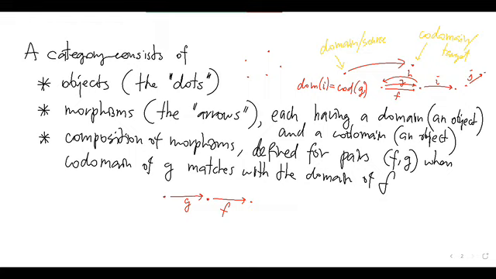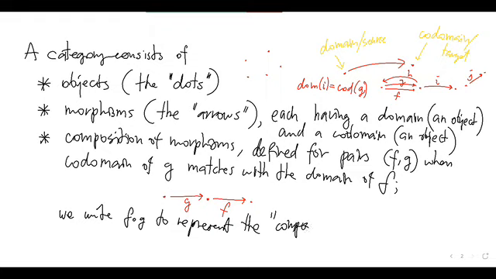So it's defined for these pairs and is denoted by, so we write F circle G to represent the composite of the pair FG. Composite is the result of applying composition.